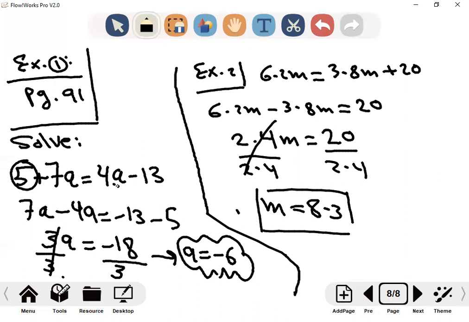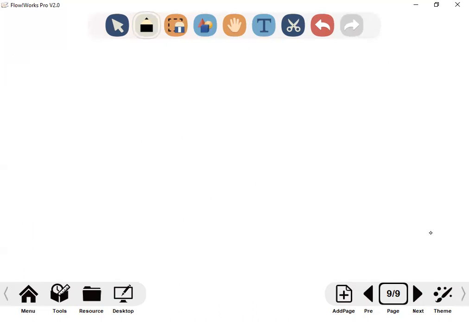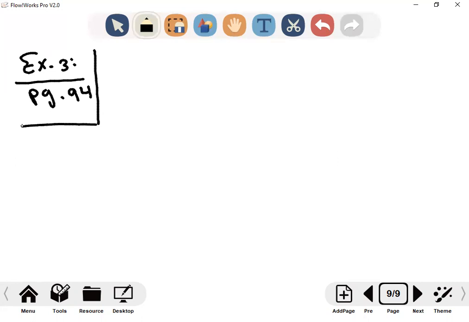Let's go to example 3 directly. Example 3, we are on page 94. Now we have brackets here. See the brackets? Pay attention to the board so you understand.